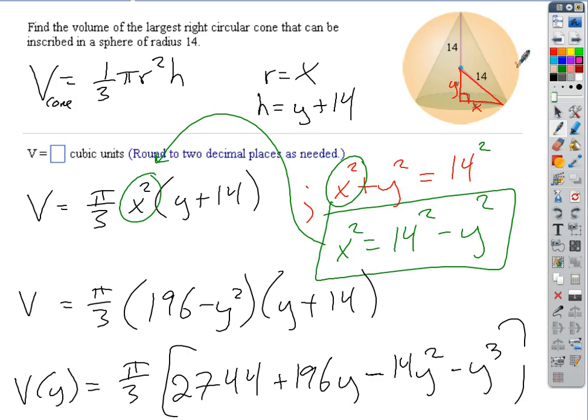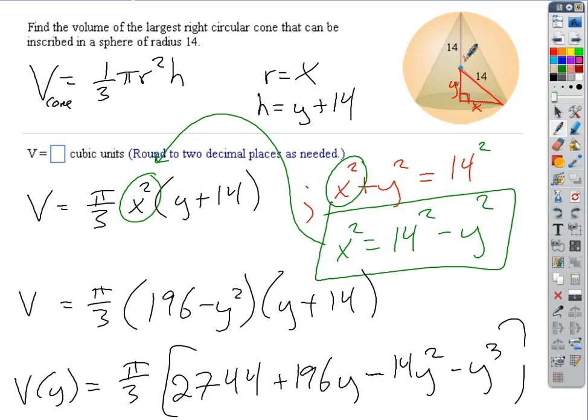So our domain, we could say, might look something like 0 up to, but not including, 14. You could even include 14. Those are the values of y, our independent variable. Questions on the domain? Okay, so now let's do the calculus.